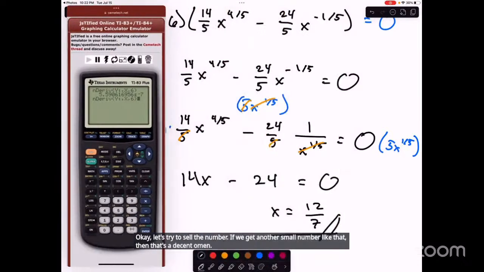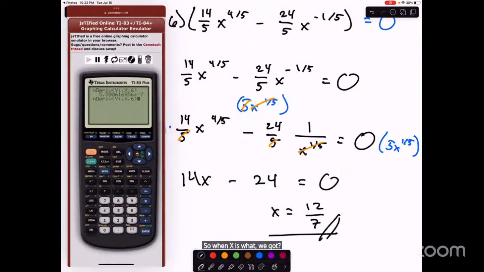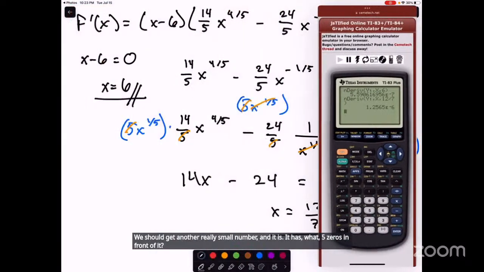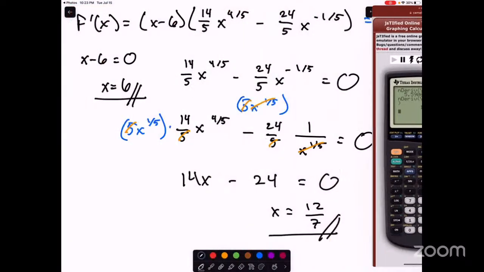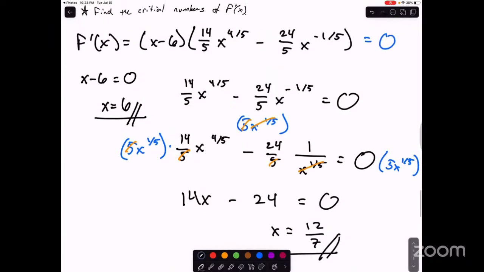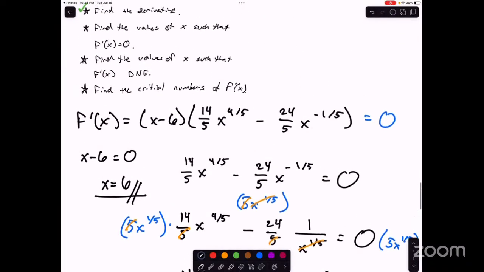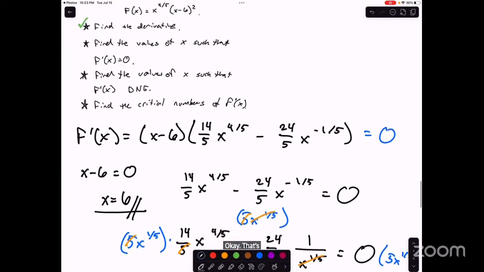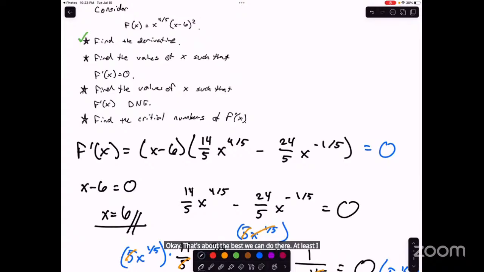So when x is what? We got 12 over 7. Let's see if that works when x is 12 over 7. We should get another really small number. And it is. It has, what, 5 zeros in front of it? Okay. That's about the best we can do there, at least that I can think of in this moment.